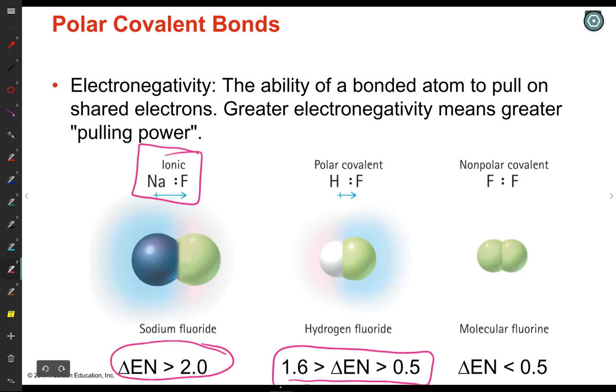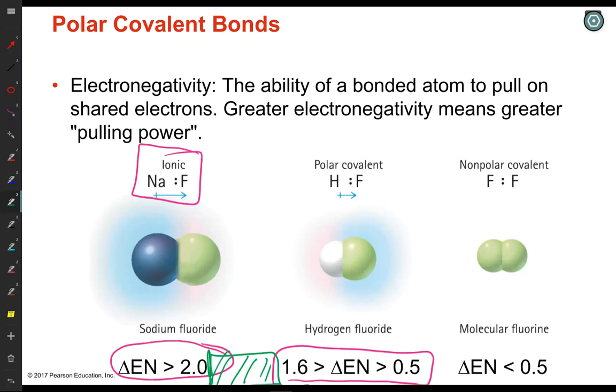Notice that there is a gap. 2 to 1.6 is a gap. That's kind of an indeterminate range. It's somewhere between polar covalent and ionic. And in fact, if you want to get really technical, everything except for a perfectly non-polar covalent bond, like fluorine and fluorine or oxygen and oxygen, is some combination of ionic and covalent, right? So ionic and polar covalent and covalent are names that really work for us, but in reality, it's a spectrum.